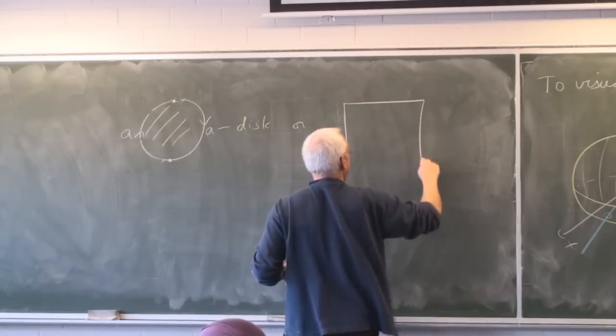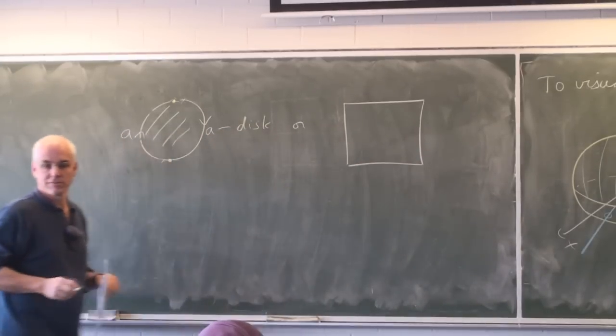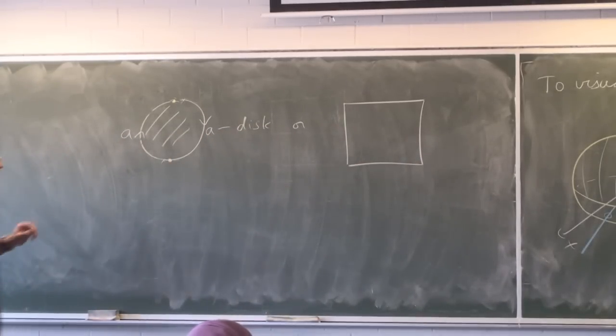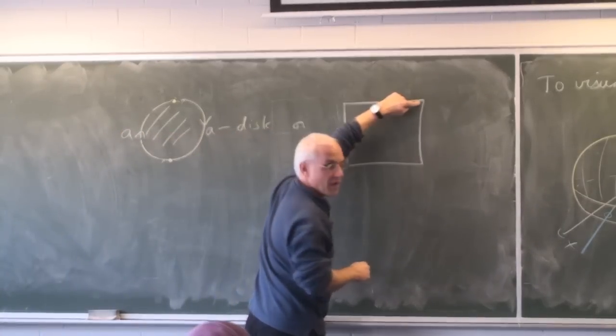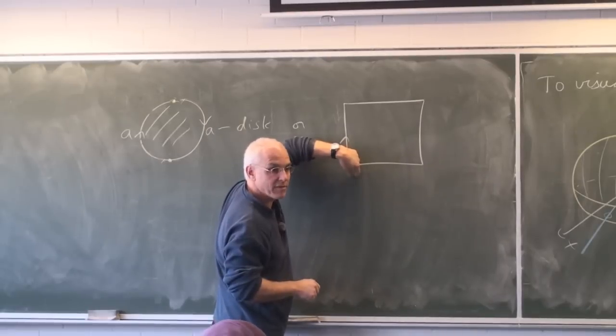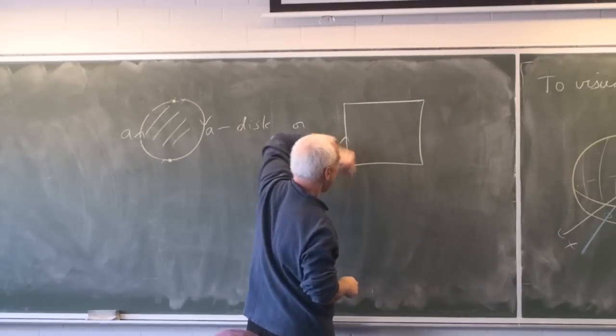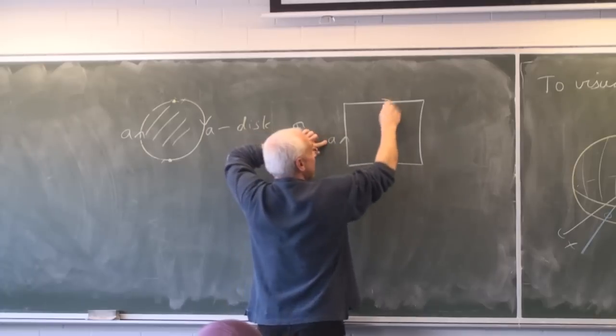We can make a square. You use a square instead of a circle. So if we're going to use a square instead of a circle, then we'll think of this as being one side and this as being the other side. Okay? So instead of having A and A, we'll now have A and B.